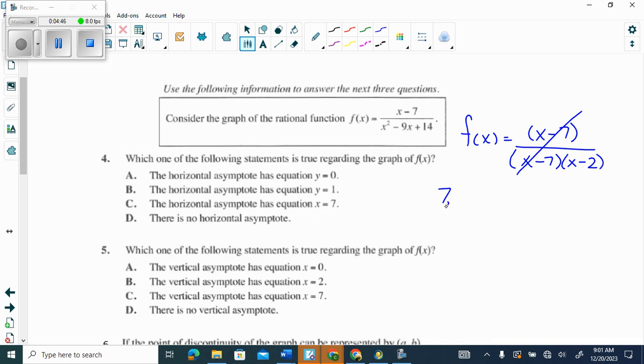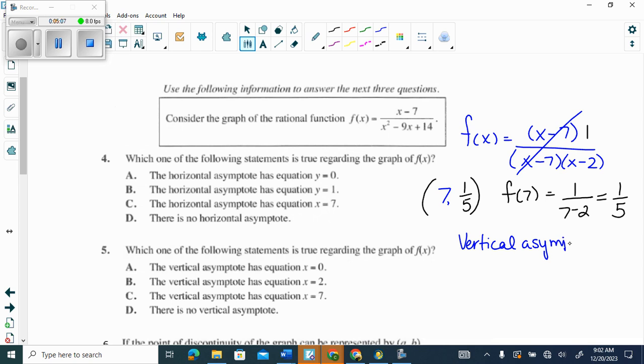When this cancels off, what am I left with in my numerator? 1. I'm going to find f of 7, and I get 1 over 7 minus 2, so it's 1 over 5. So I have 7 and 1/5. I'm writing everything before I answer any of these questions. What's my vertical asymptote? x equals 2.